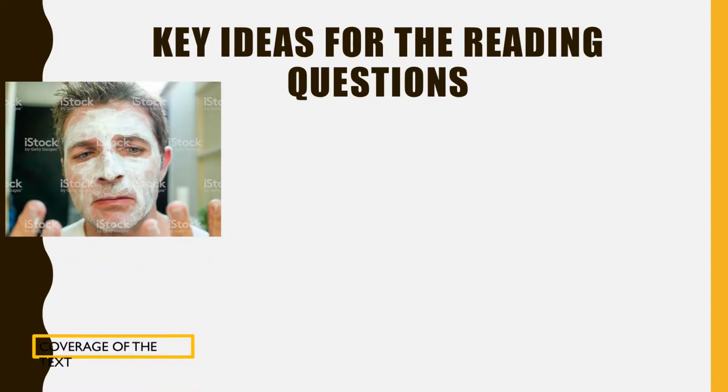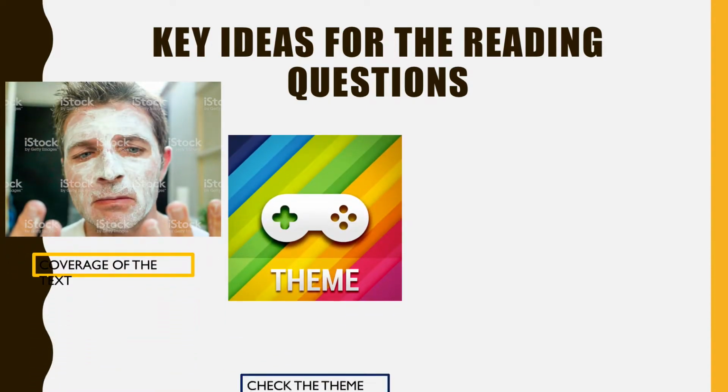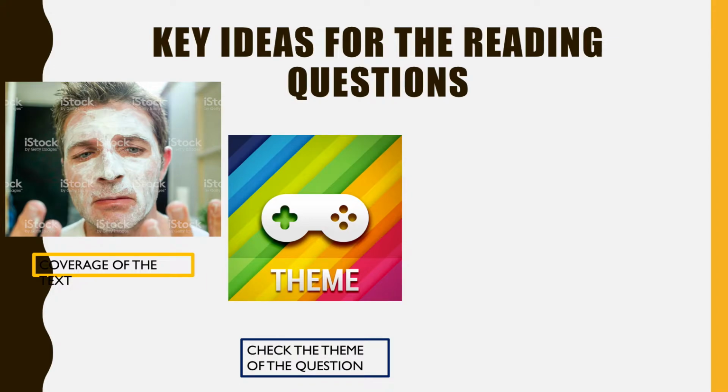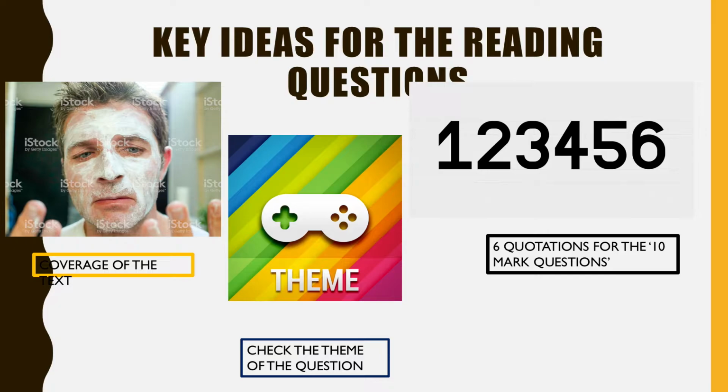Okay, so three main things that you need: coverage of the text, theme, and a minimum of 6 quotations for the 10-mark questions. So by coverage of the text, it's the idea that when you're asked to find quotations, you find them from the start, middle and the end of the extract, the lines that you've been asked to analyse. For any kind of 10-mark question, it's really important that you get ideas from the start, the middle and the end of the extract.